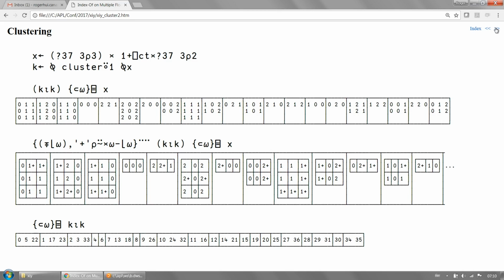Now we want to work with the cluster indices rather than the data elements themselves, so we can use it in a monadic case of key, on k iota k. Okay, and these are clusters of rows in X.